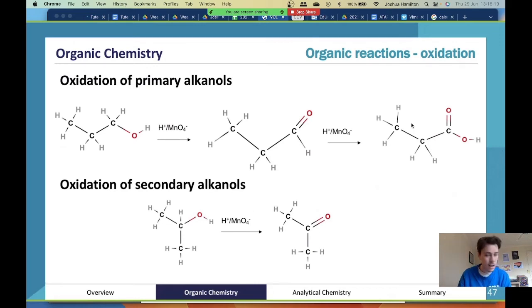Also relevant because you may use it in an experiment: dichromate is generally orange, whereas permanganate is a purply navy color. So it's useful to see. You can utilize that information in questions. It's quite useful, so do try and remember that. And that's about it from that side of things.